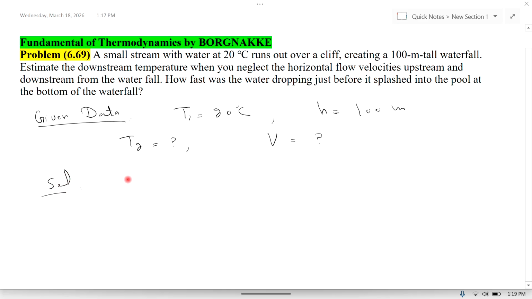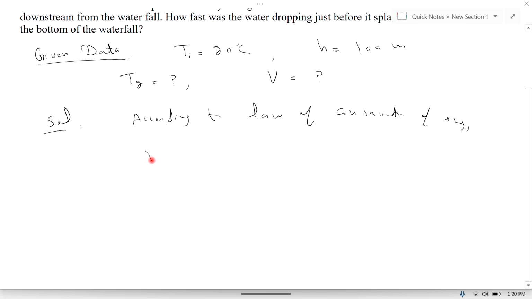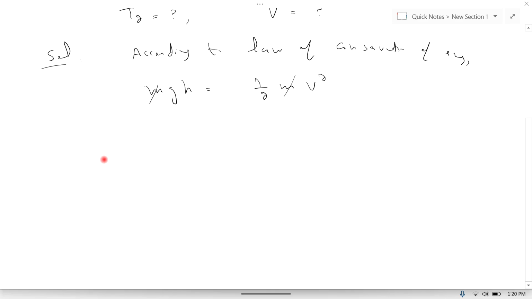According to the law of conservation of energy, when water falls, potential energy is equal to kinetic energy. So mass is cancelled with mass. We have to find velocity. If we rearrange this equation, v square is equal to 2gh. Take the square root on both sides. So velocity is equal to the square root of 2gh.